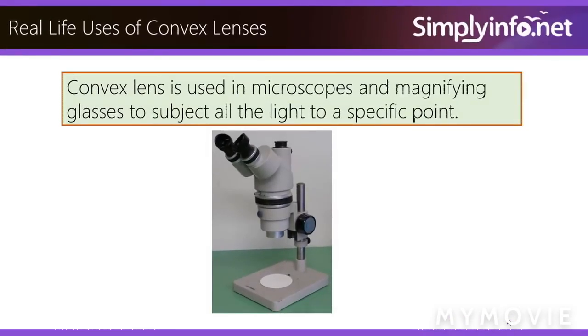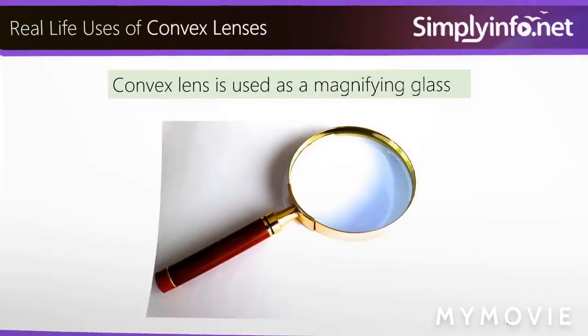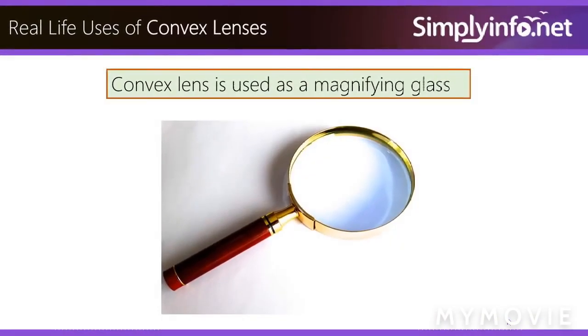Convex lens is used in microscopes and magnifying glasses to subject all the light to a specific point. Convex lens is used as a camera lens in cameras as they focus light for a clean picture. Convex lens is used as a magnifying glass.